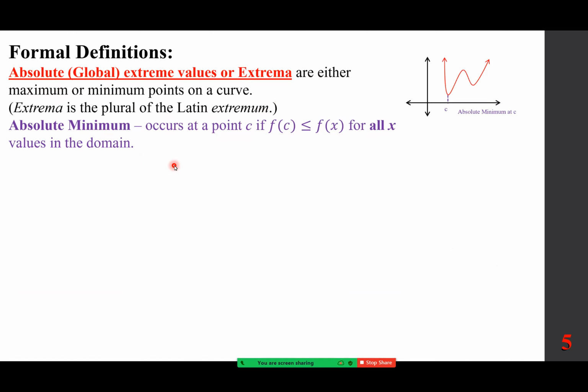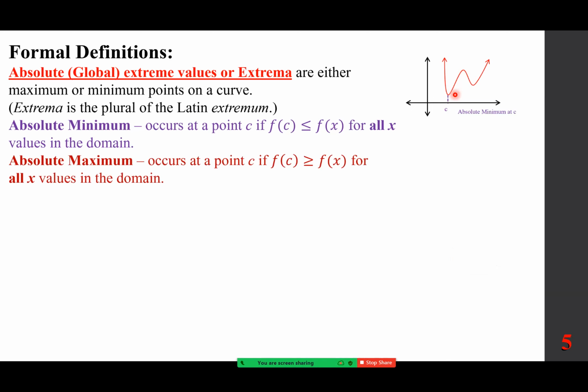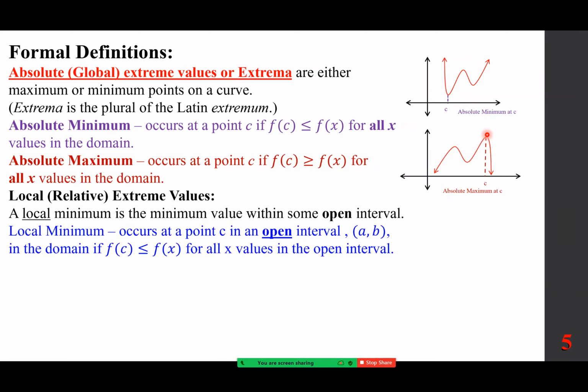So if we look at this graph, we have peaks and valleys. This is a valley, this is a peak, this is a valley, and this, there is no other point having a smaller y coordinate, therefore it's an absolute minimum. This is the location of that. Absolute max occurs at the point c if f of c is larger than or equal to f of x for all x values in the entire domain. And this is a peak, valley and peak, and there is no other point having a larger y coordinate, therefore it's an absolute max. Local, also known as relative extreme values.